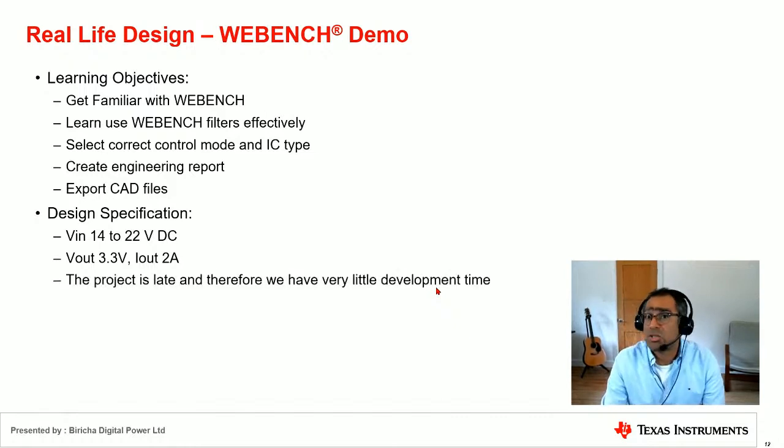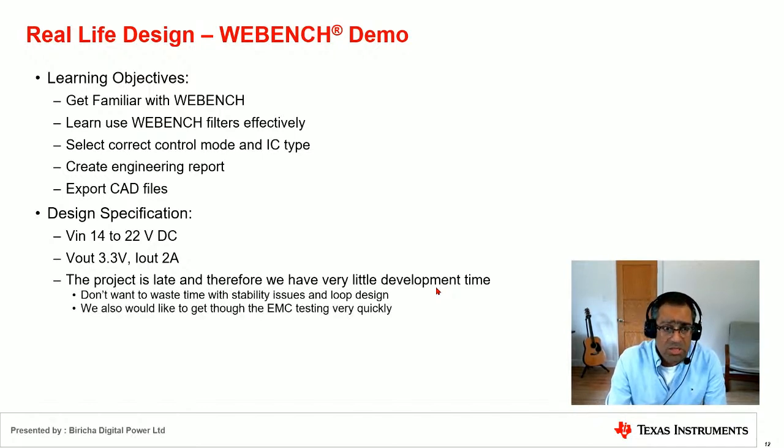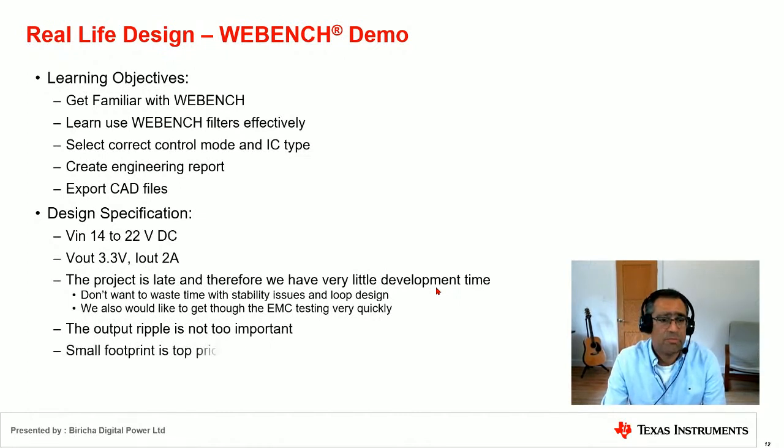Then let us assume that it's a project which is late and therefore you have very little development time, so you have to get it out of the door extremely quickly and you don't want to waste time with stability problems. You also want to get through the EMC quickly. Now the output ripple is not too important for us. Again, this is part of our specification, and a small footprint is your top priority.